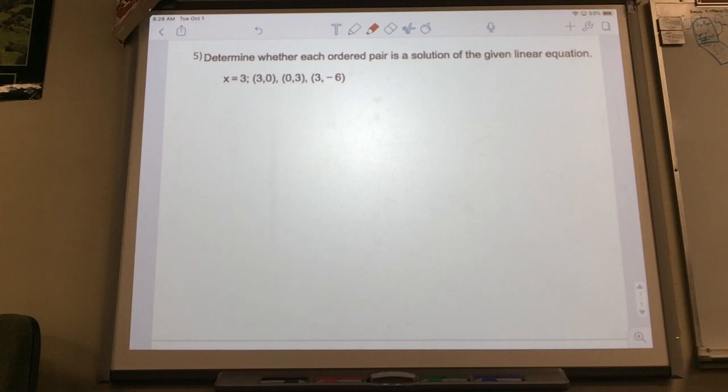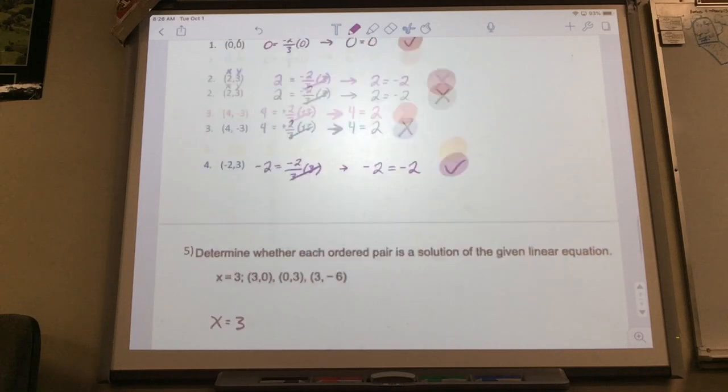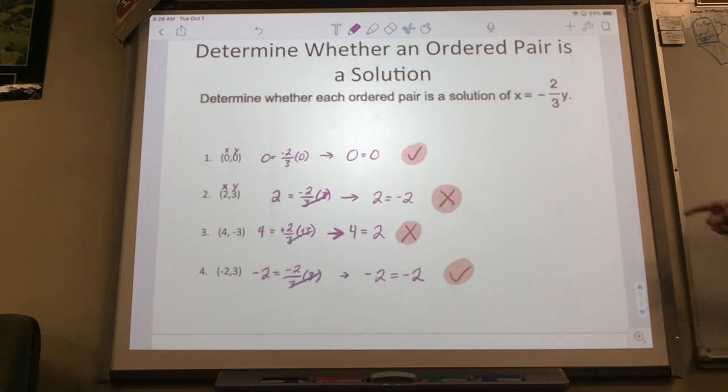Okay, this one is also one that I see a lot on tests. It says determine whether or not the ordered pair is a solution to the given linear equation. Okay, here's my linear equation. This x equals 3. This is exactly like the one above. Exactly like the one above, it's just our equation's a lot easier.